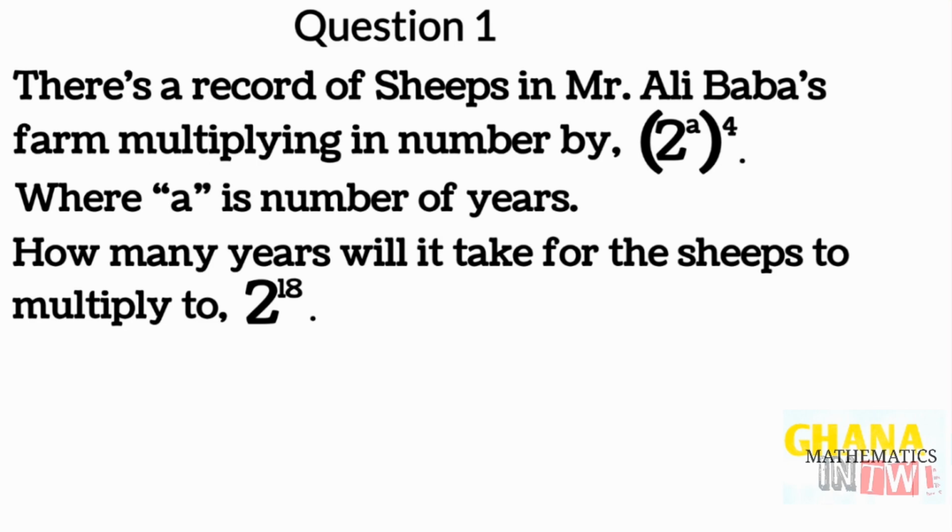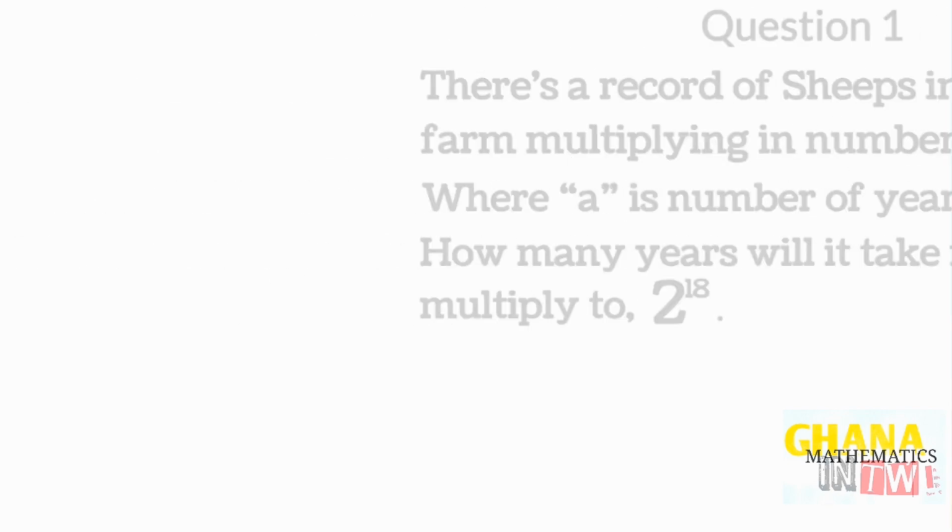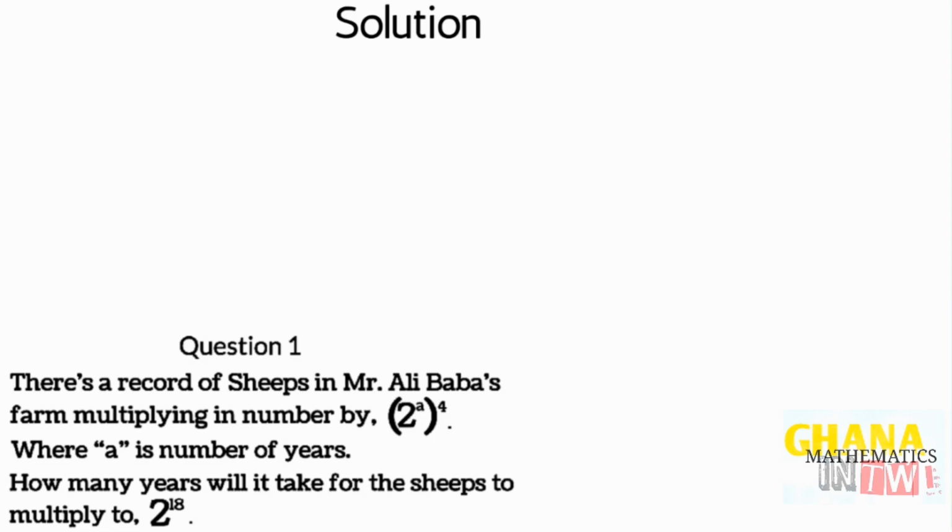So we have to solve this. Whenever you are solving indices like this, if you are given word problems, just equate the 2 raised to the power a raised to the power 4 to 2 raised to the power 18. You can equate now, equal to. This is equal to that. That's the meaning of what I'm saying.